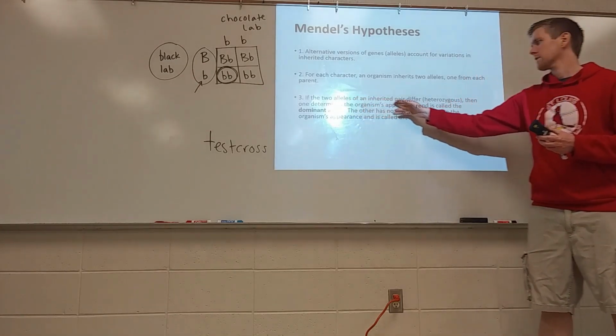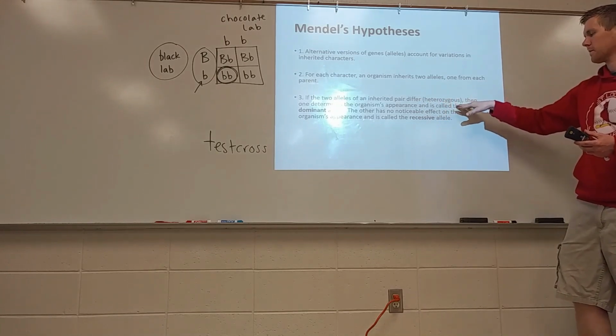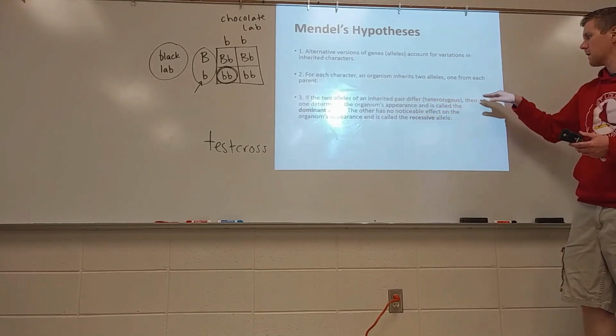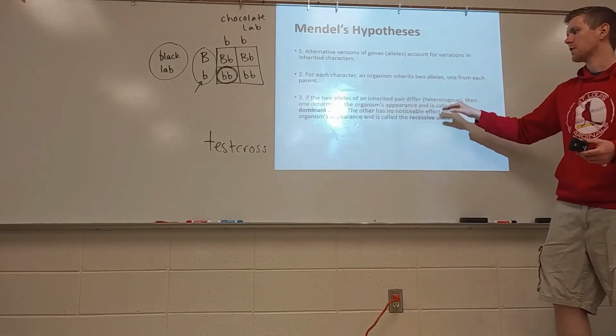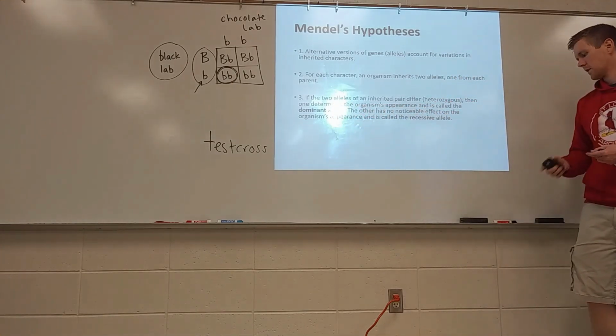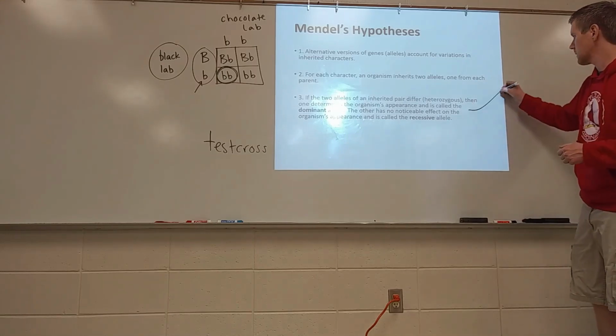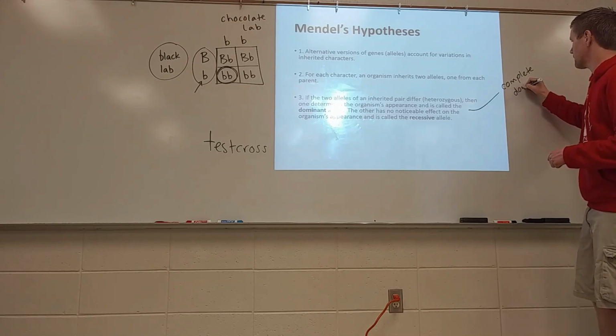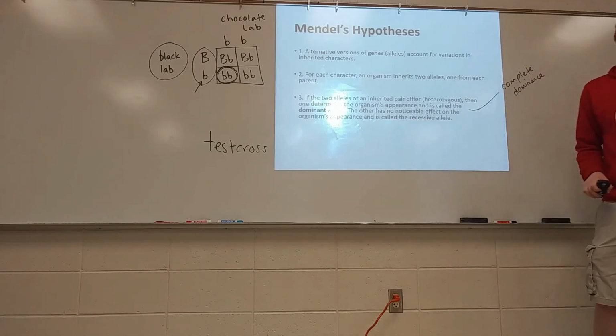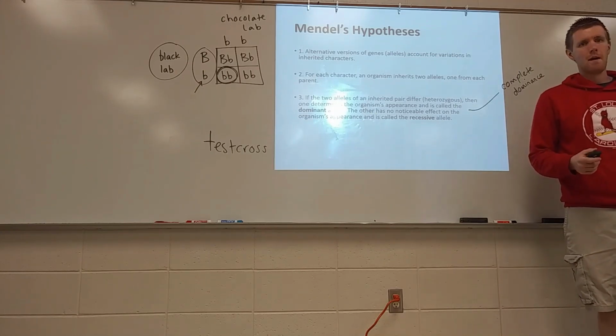If the 2 alleles of an inherited pair differ, so heterozygous, then one determines the organism's appearance and is called the dominant allele, the other has no effect and is called the recessive allele. This is true for traits that involve complete dominance. There are some traits where recessive alleles are not totally masked.